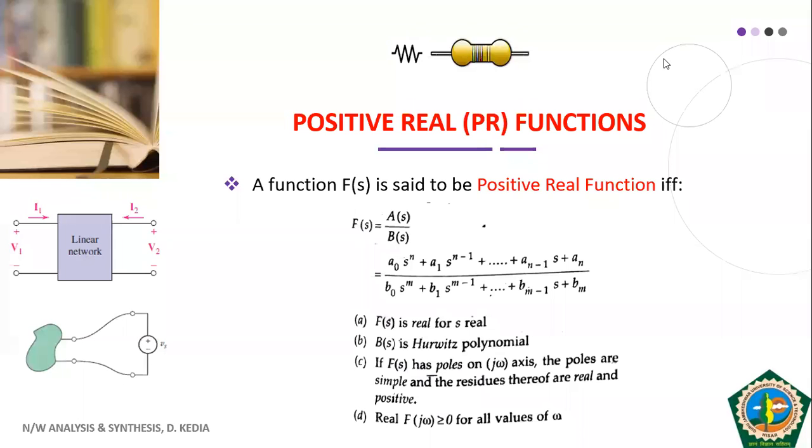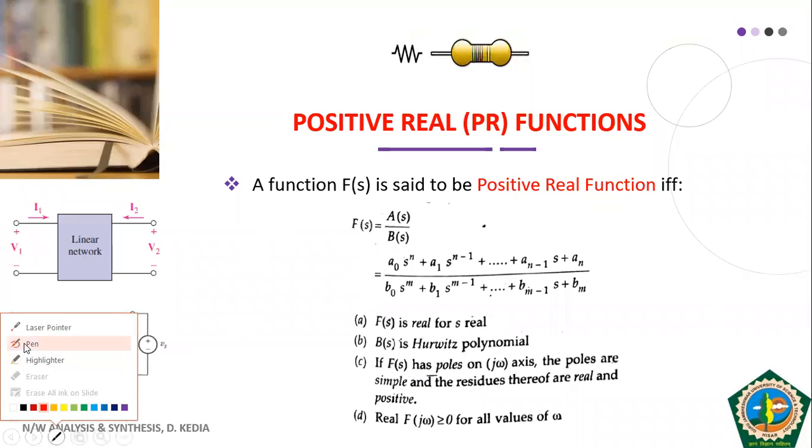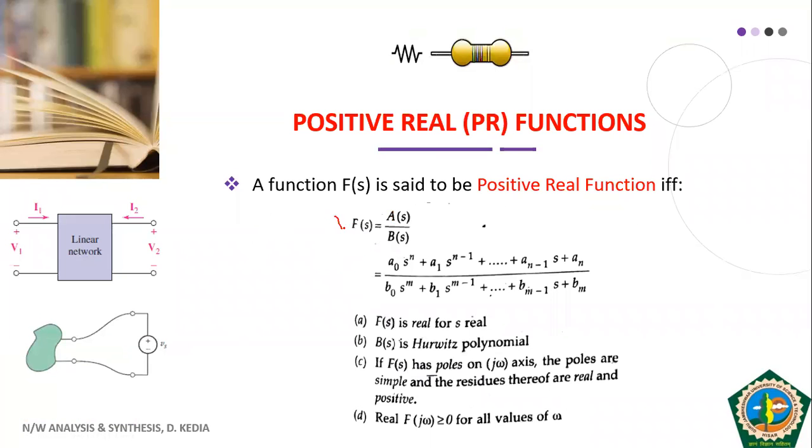Okay, students. After discussing the concept of Hurwitz polynomial, now we will discuss the concept of positive real function. A function is said to be a positive real function when the following conditions are satisfied. We have a function F(s) equal to A(s) divided by B(s).